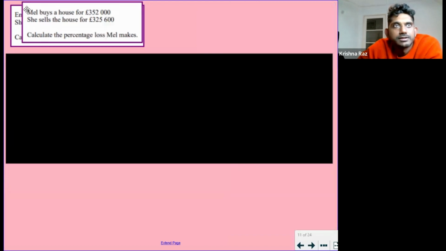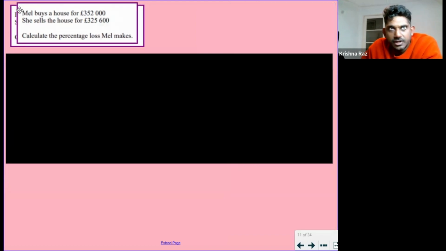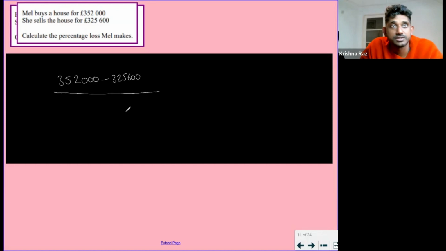Now, Mel, what have you done? Mel, on the other hand, has sold the house for less. So this time, she has bought it for more than she sold it. So we find the difference between the two numbers, and we always divide by the original amount. Yeah, times that by 100, and we'll get the loss, not the profit.